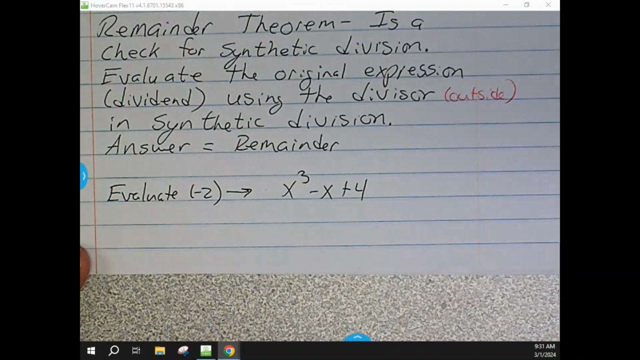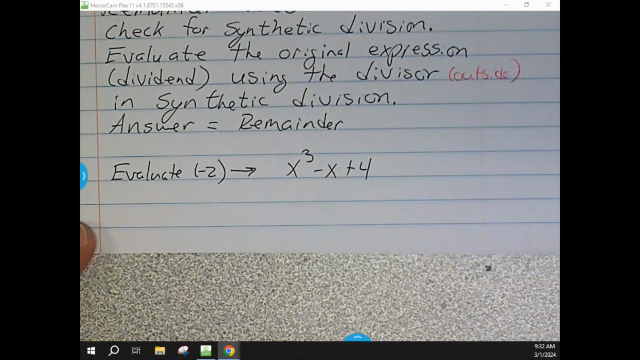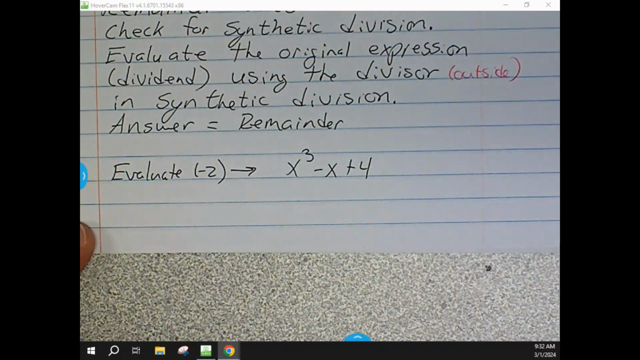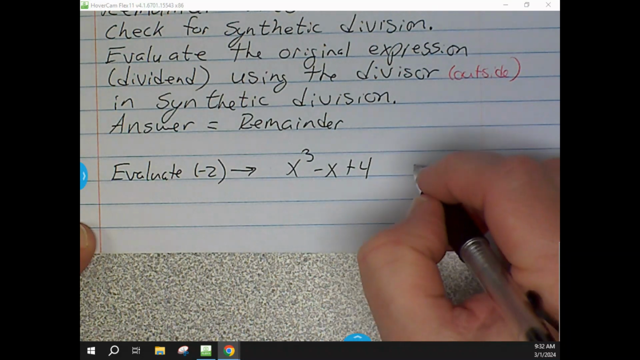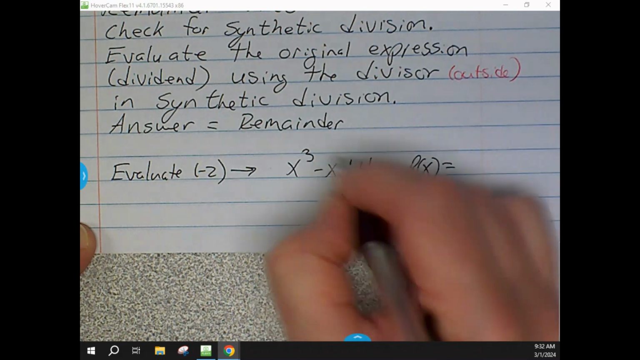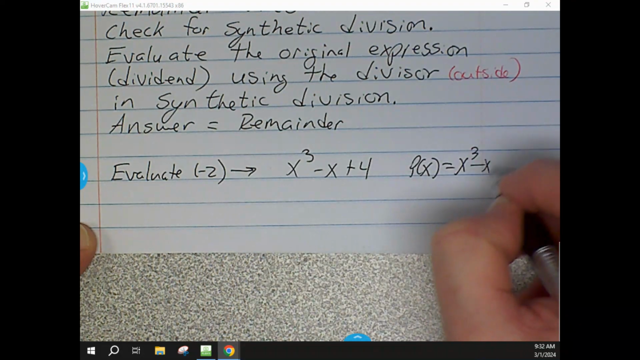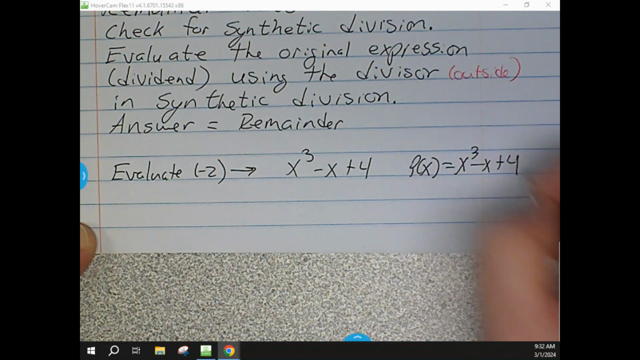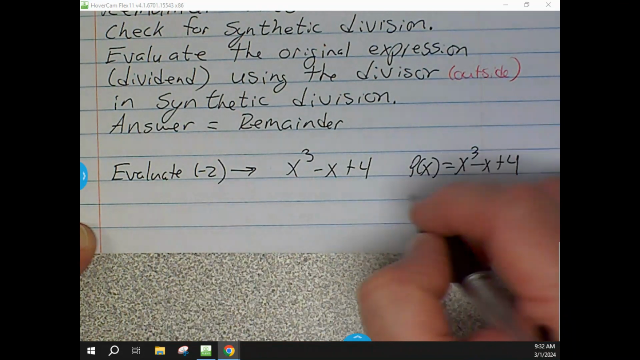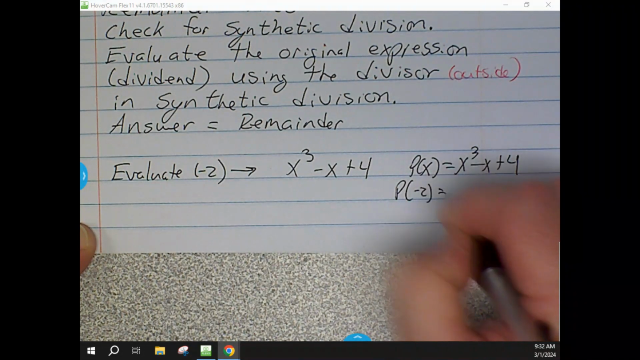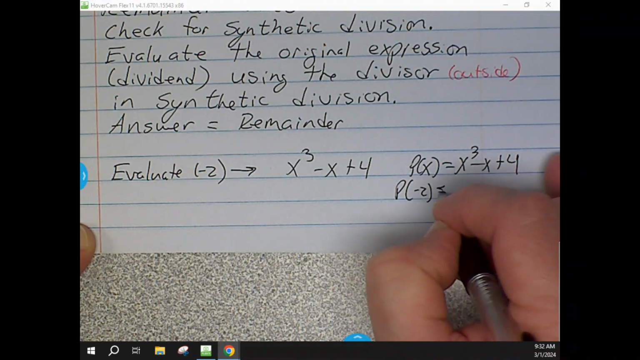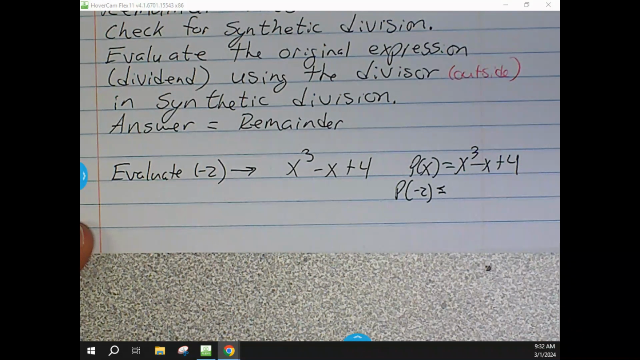Now, I think the notation they use, a lot of times if they ask you to do this in MyMathLab, is they'll say, all right, P of x is equal to this original expression we've got here. And then they're going to take this number we've got and say, all right, we're going to find P of negative 2. Why they use P in this case, I'm not really sure. I know they differentiate from f of x, which is always like the original function. This is just some way to separate it.